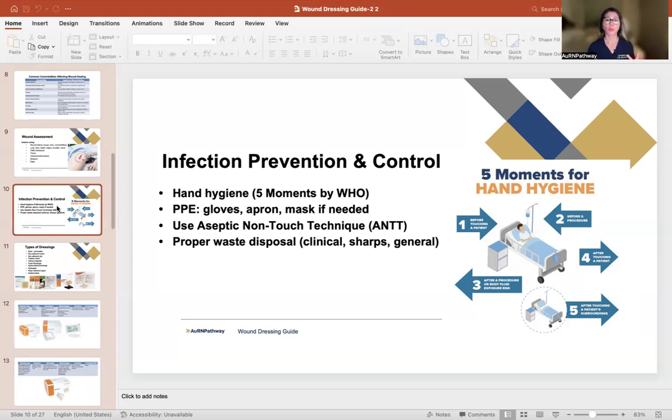In terms of proper waste disposal, of course, we only dispose of the patient's equipment that we've used to clean the wound. If the patient's infected, of course, everything has to go through the clinical waste bin. If we use sharps to debride the wound, then obviously this needs to go to the sharps bin. But if the patient's wound is simple and non-infected, all of the equipment or garbage that we've used will just need to go through the general waste bin.